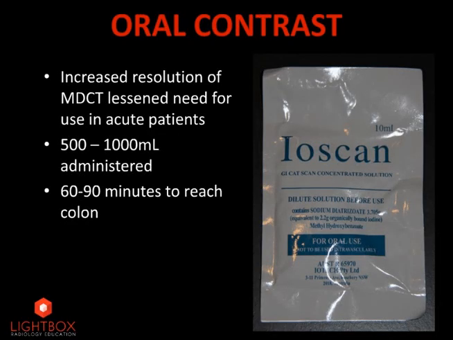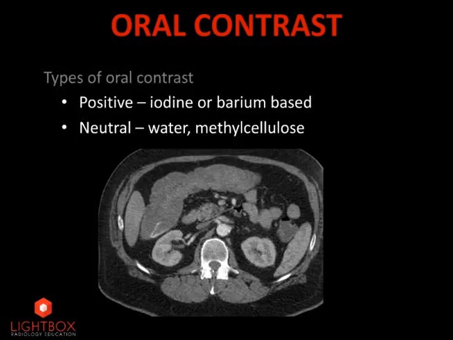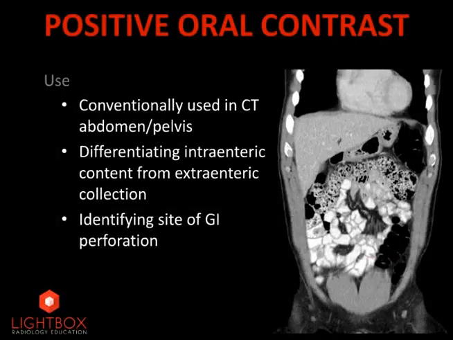Oral contrast is usually administered between 60 and 90 minutes prior to the CT examination. This ensures the contrast material has reached the large bowel at the time of the scan. Either positive or neutral contrast agents can be used. Positive oral contrast can be useful in differentiating intraenteric content from extraenteric collections. In the setting of trauma, positive contrast agents can also be used to help identify penetrating injuries to the gastrointestinal tract.